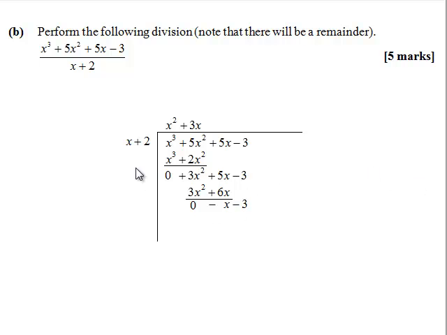What do we have to do to x to get minus x? Obviously multiply by minus 1. So x times minus 1 gives us minus x, and 2 times minus 1 gives us minus 2. We need to subtract those two. We get minus x minus minus x is 0. Minus 3 minus minus 2 is minus 1. I like to write the remainder here. So the answer to that division is x squared plus 3x minus 1 with a remainder of minus 1. And that's the answer to part B.